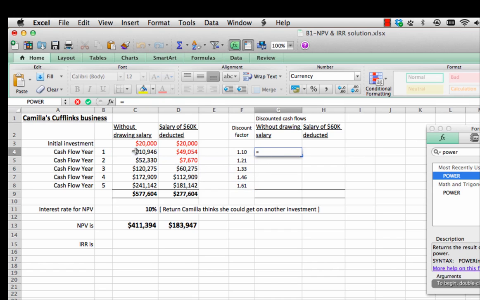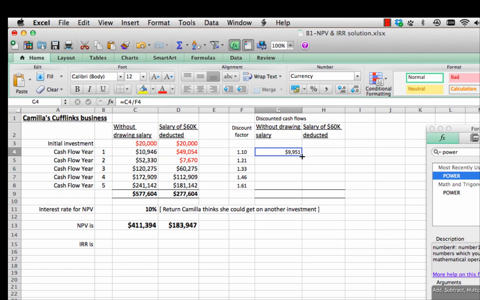Take the cash flow, divide it by the discount factor, and there's your answer. And if I copy that formula down, you get the discounted cash, the present value of each of these individual cash flows. So that is the present value of cash flow from year 1 in today's dollars. That's the present value of cash flow from year 2, year 3, from year 4, and from year 5.